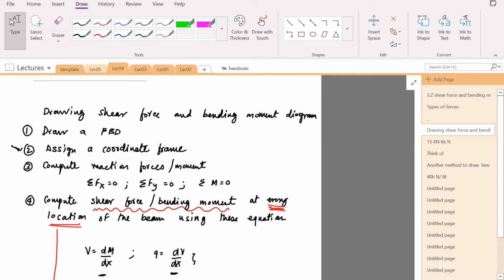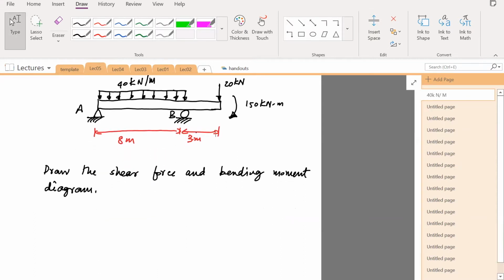Okay, so let's get started. Let's first draw the free body diagram and compute the reaction forces.